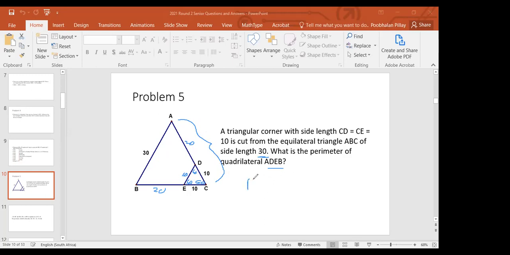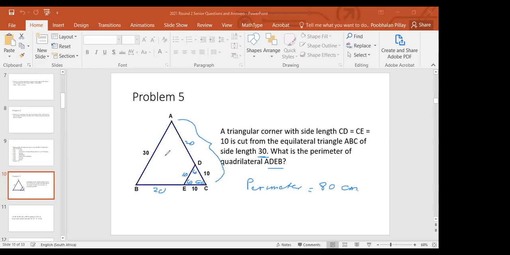So its perimeter is simply the sum of the lengths of the sides. And if you add 20, 20, 30, and 10, 30 plus 10 is 40. 40 plus 40 is 80. It's 80 centimeters, not square centimeters. That's the perimeter. So that is the answer to problem 5, the perimeter of the quadrilateral.